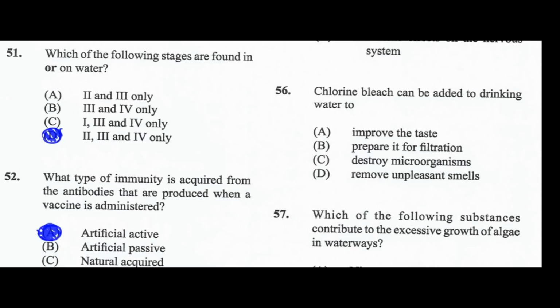Chlorine bleach can be added to drinking water to actually remove toxins or destroy microorganisms in that way. So the answer for this is C. It's definitely not to improve the taste. Prepare it for filtration. Now you could just filter it and remove unpleasant smell anyway while we put it there.